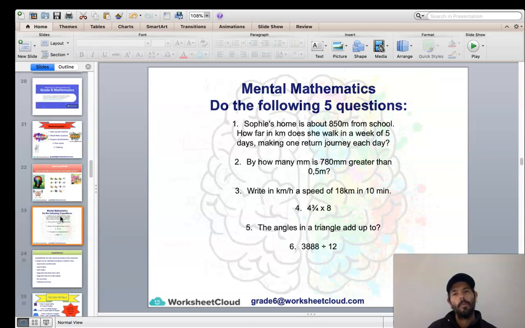Question 2, by how many millimeters is 780 millimeters greater than 0.5 meters? Number 3, write in kilometers per hour a speed of 18 kilometers in 10 minutes. Number 4, 4 3/4 times 8. Number 5, the angles in a triangle add up to what?